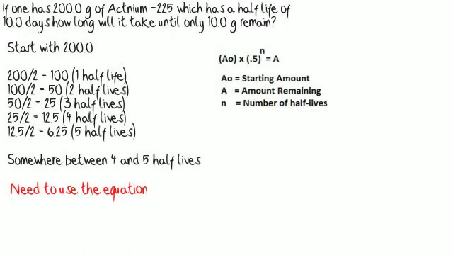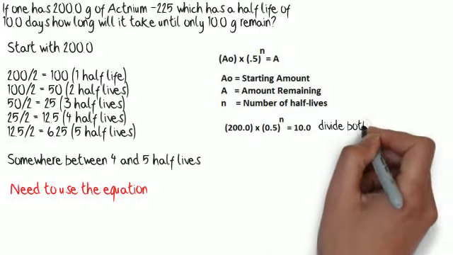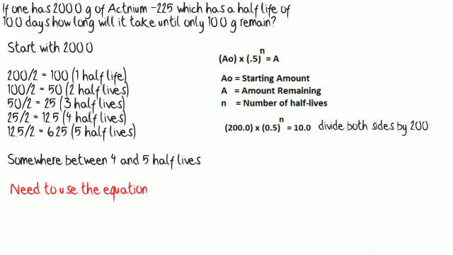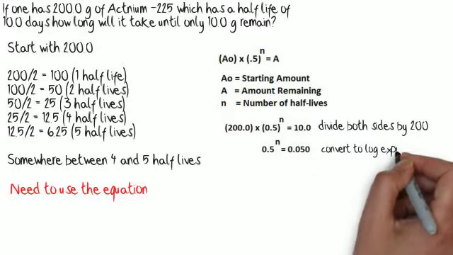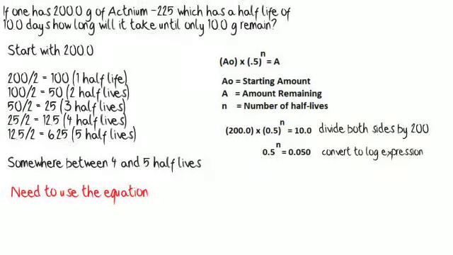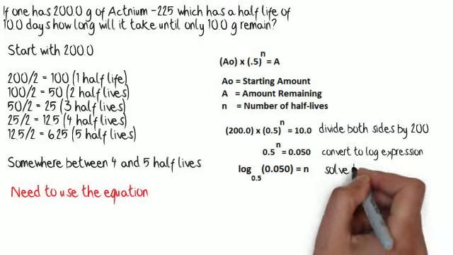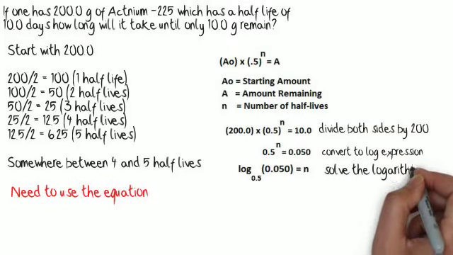So the equation is, again, A naught times 0.5 to the n power equals A, where A naught is the starting amount, A equals the amount remaining, and n equals the number of half-lives. So we're going to plug in our values. 200.0 times 0.5 to the nth power equals 10.0. Divide both sides by 200, and you get 0.5 to the nth power equals 0.05. We're going to convert this to our logarithmic expression. You get log of 0.05 using the 0.5 base equals n.